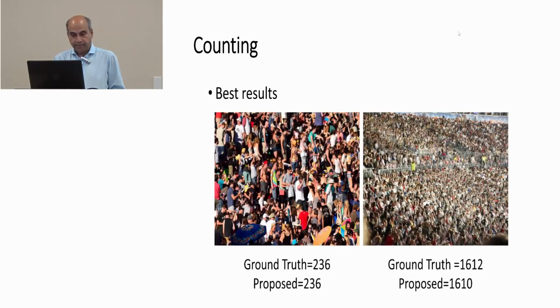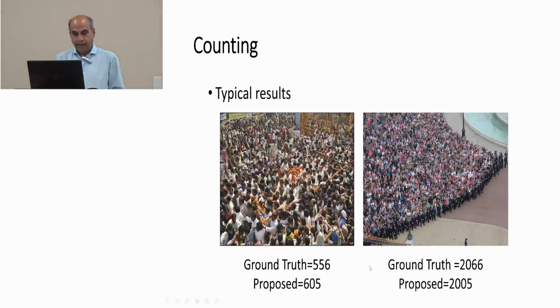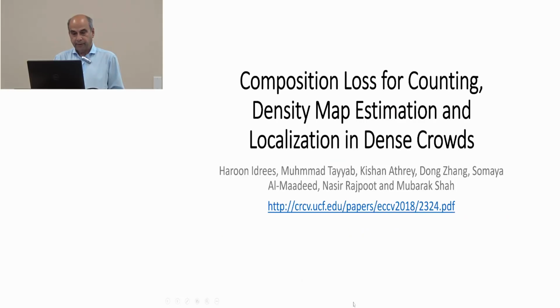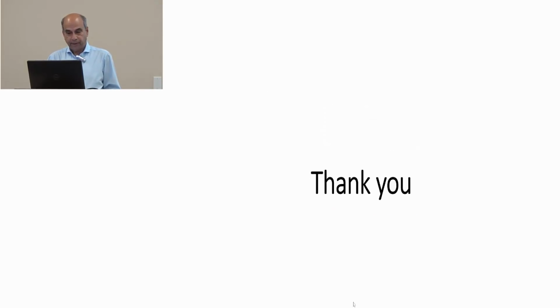These are some examples. This is a ground truth of 236, and we get 236. Here the ground truth is 1612, we get 1610, and here we get 605, ground truth 556, and similarly here. So this was about crowd counting, the ECCV paper. So I think I'll stop here.